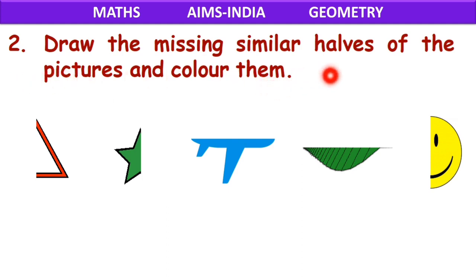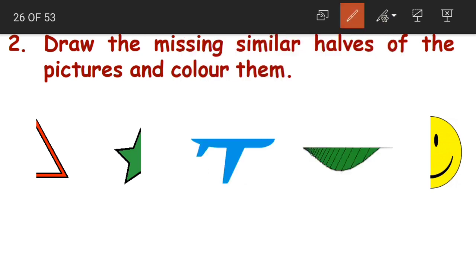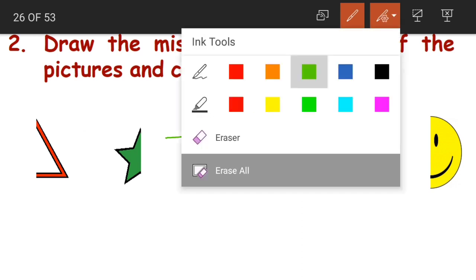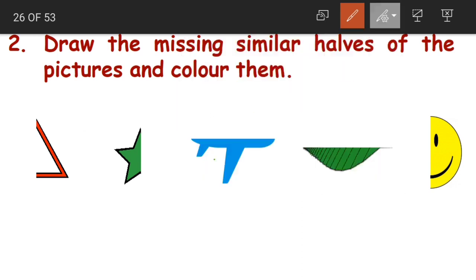Question 2. Draw the missing similar halves of the picture and color them. What are they saying? The missing similar halves. See, that means the other half of the object also has the same pattern using the concept of symmetry. See here we are having a line, right? So even this side we will draw a line. Now here we are having a slanting line, so we'll have to draw a slanting line. See, from the given half we have drawn exactly the same on the opposite side, and by doing that we have got our complete figure.